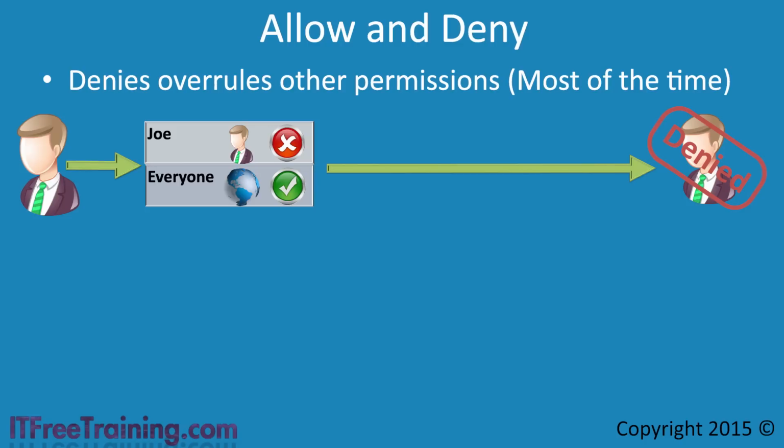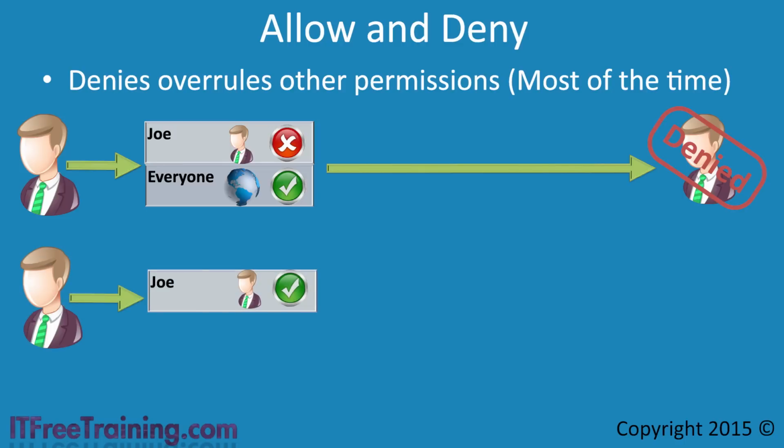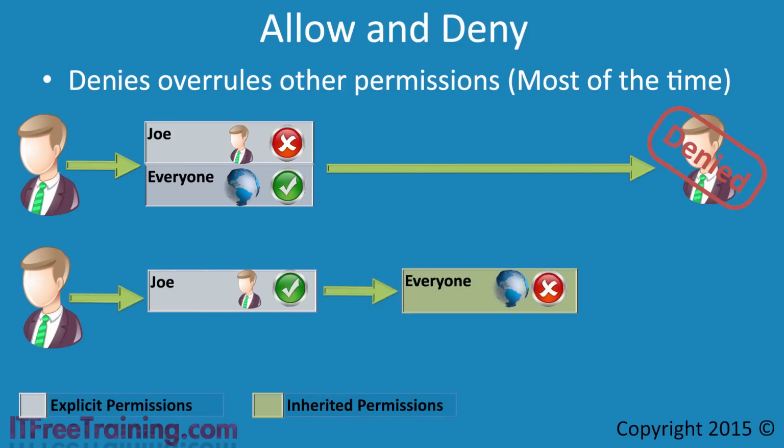What is interesting is what happens when explicit permissions and inherited permissions are combined together. If you take the user Joe again, this time the permissions have been configured allowing Joe access. The next set of permissions is inherited and denies everyone from having access. Even though there is a deny permission, Joe will still be granted access. Although this may seem strange, there is a good reason why this occurs.